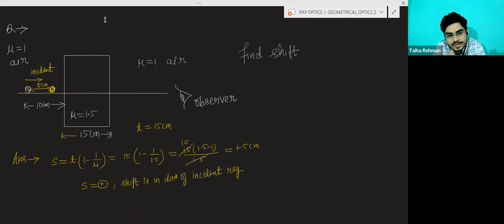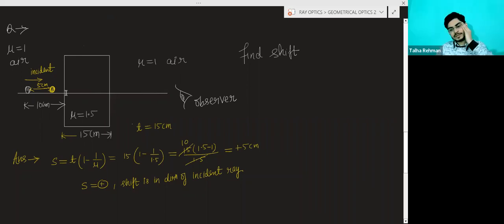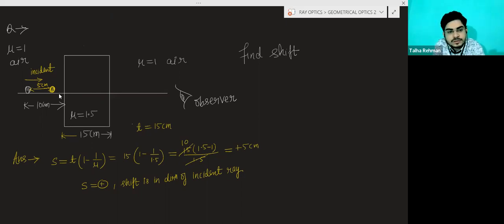Have you understood why here the shift is in the direction of the incident ray, and in the next question the shift is in the opposite direction of the incident ray? Because there we are getting a negative shift, that is why the shift is in the opposite direction of the incident ray. And accordingly we have shown the image.